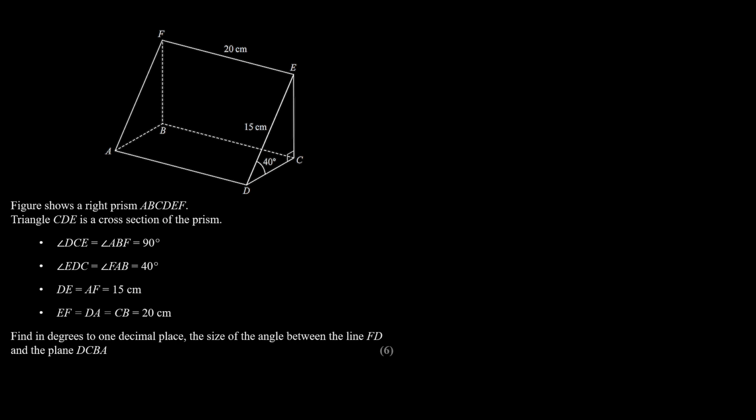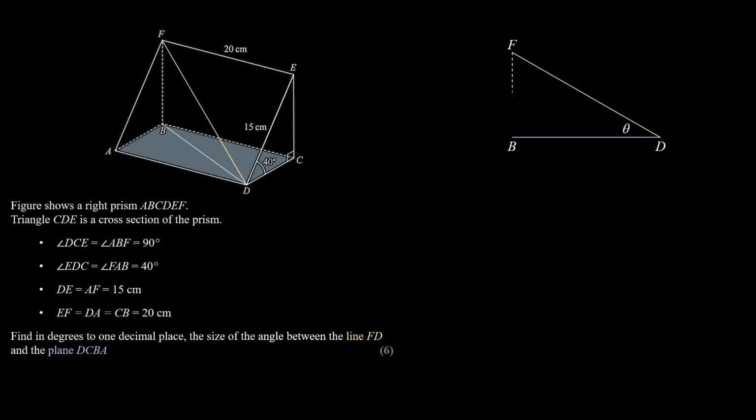In the given right prism, we need to find the size of the angle between the line FD and the plane DCBA. This is equivalent to finding the angle between FD and BD in the right triangle BDF. To do this, we need to determine the lengths of any two sides in triangle BDF.